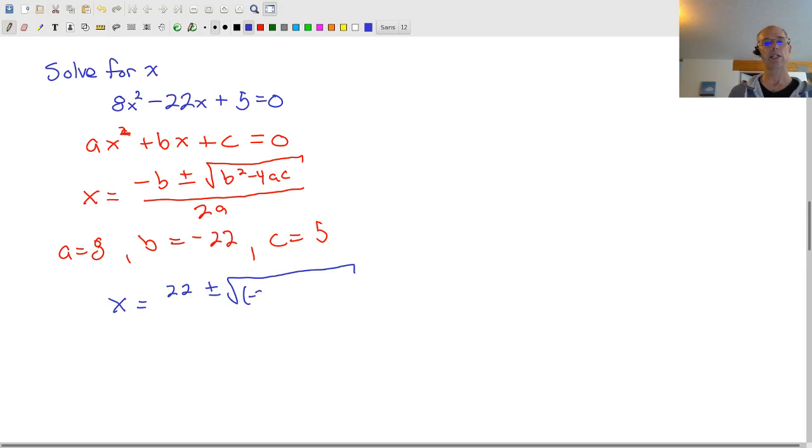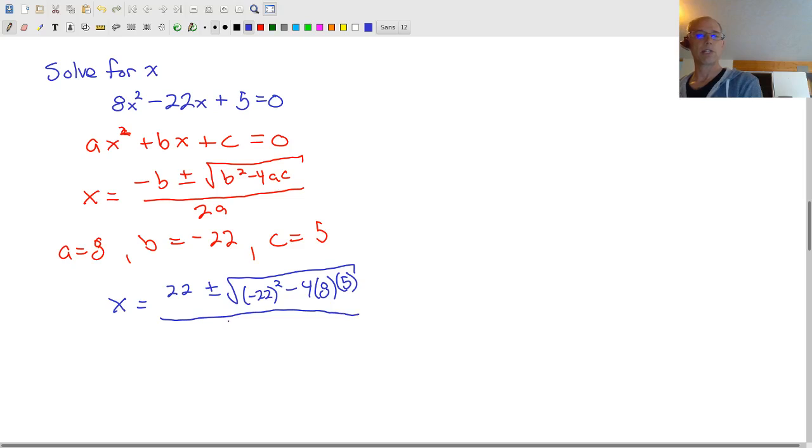I'm going to have to take negative 22 and square it. Then I'm going to have to subtract 4 times a, which is 8, times c, which is 5. So I think we need the calculator for that. Oh, let's finish this actually. And also I need to divide everything by 2 times a. But before we can do anything else, we got to clean up what's inside that square root there.